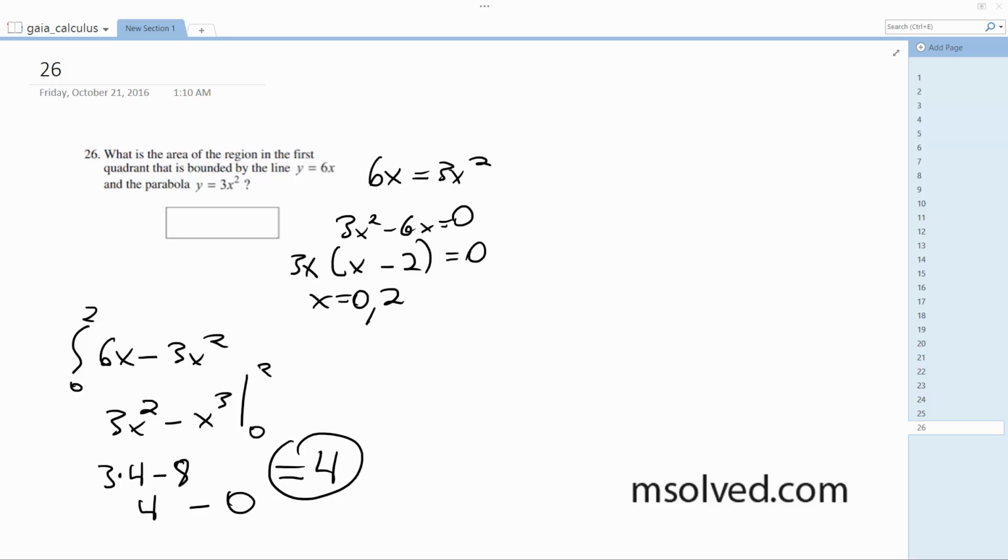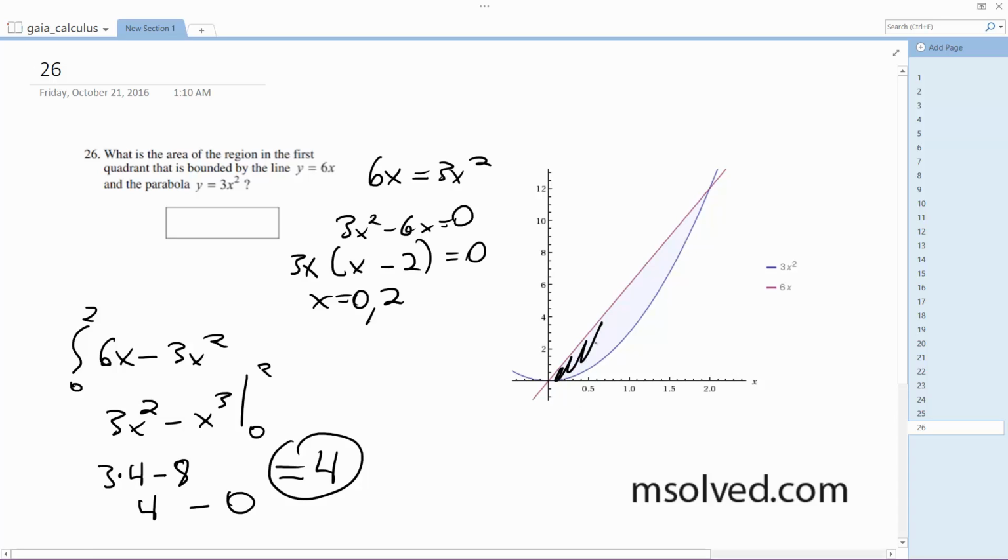And I can include this graph real quick. There it is. So you just fill this in, and this is the area bounded by it. So it ends up being 4. All right, cool. Pretty awesome. So this should be 4.